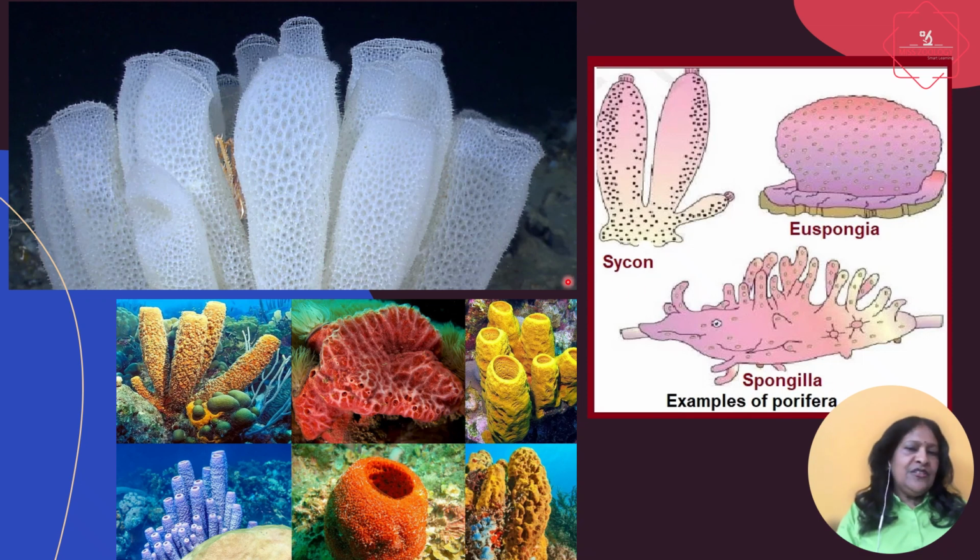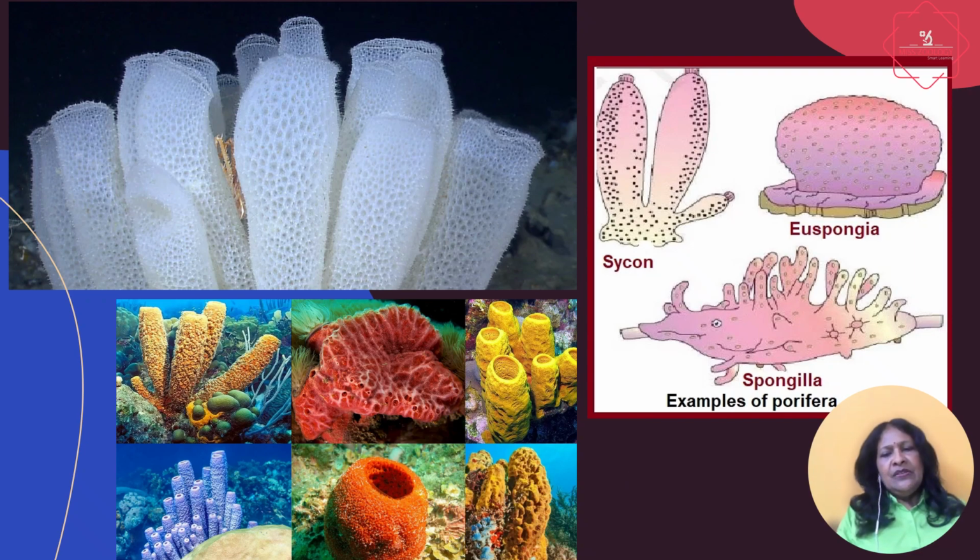Towards the left of this screen, you can see a wonderful image of Leucosolenia, where the pores are very clear on their body wall. At the bottom, you can see a wide variety of brilliantly colored skeletons with the spongin and spicules on the body wall of the sponges.